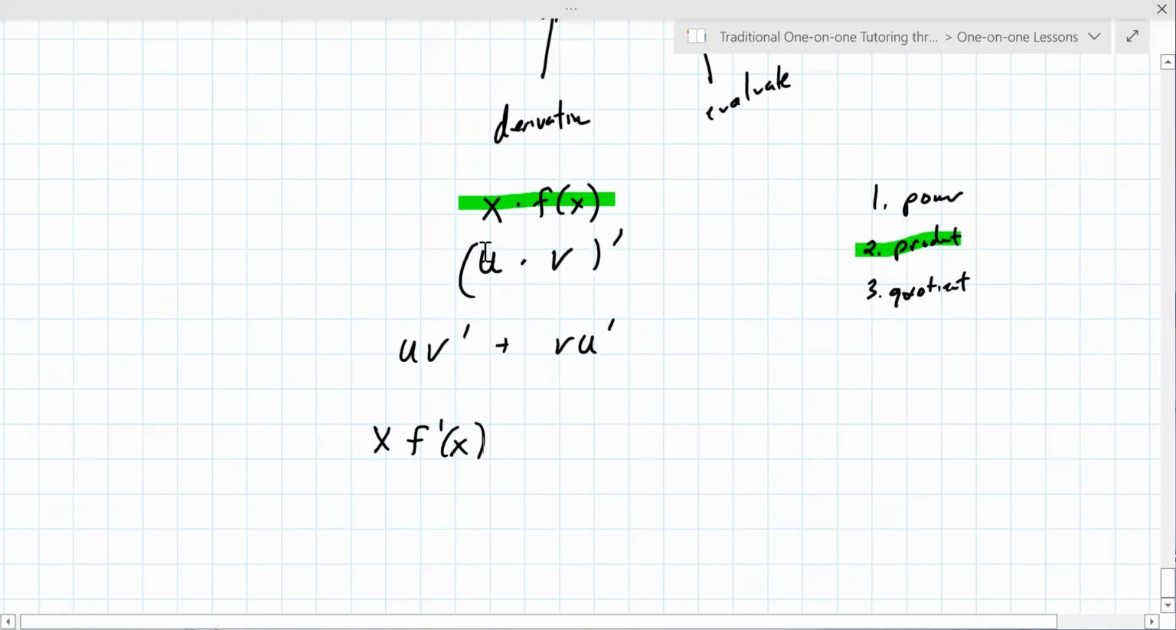So your u is really x, your f of x is really v. u v prime means keep the x, and then v prime is f prime of x, plus v, which is f of x, and then u prime, well, the derivative of u is 1.